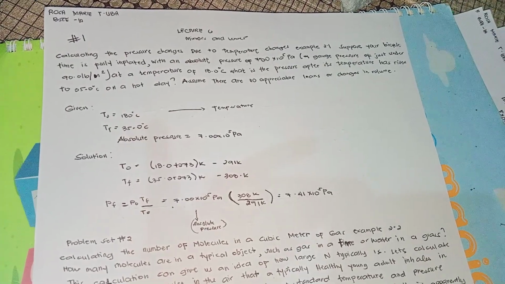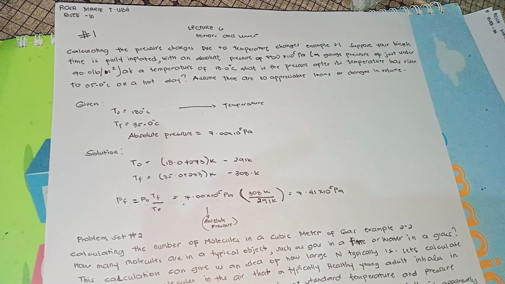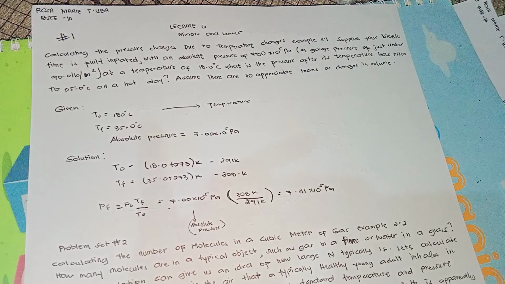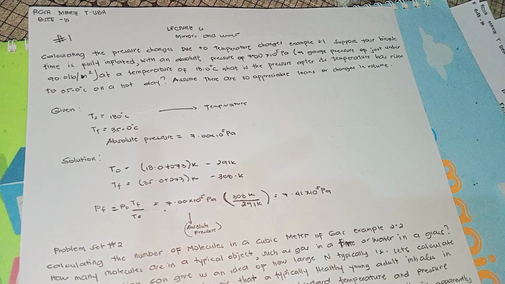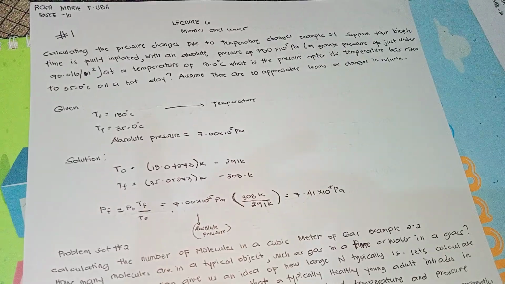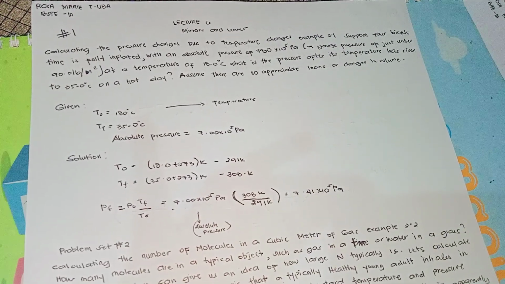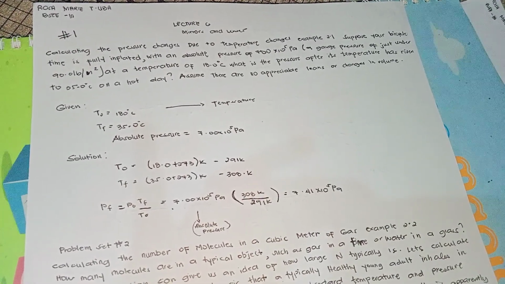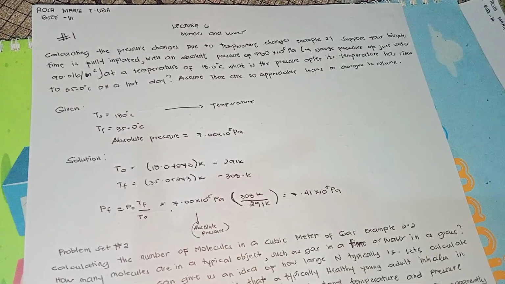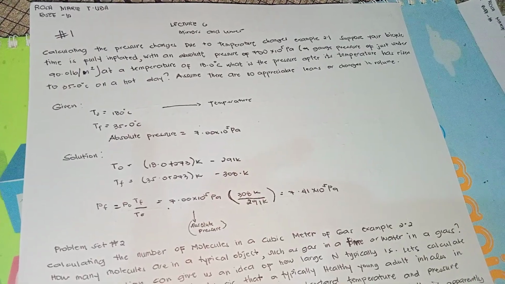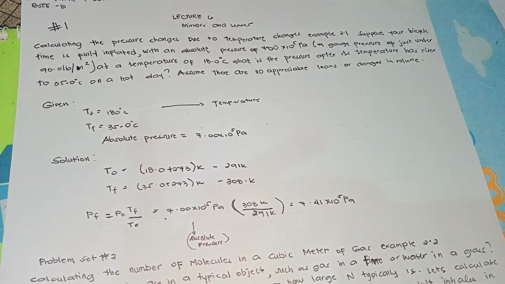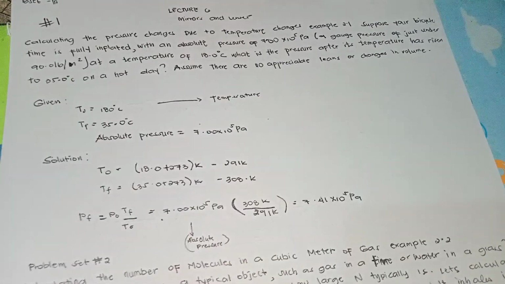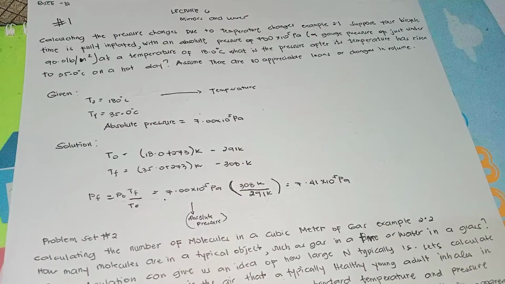Lecture 6, Mirrors and Lenses. Problem set number 1: calculating the pressure changes due to temperature changes. Example 2.1. Suppose your bicycle tire has an absolute pressure of 7 times 10 to the power of 5 Pascal, a gauge pressure of just under 6 times 10 to the power of 5 N/m², at a temperature of 18.0 degrees Celsius. What is the pressure after its temperature has risen to 35.0 degrees Celsius on a hot day? Assume there are no appreciable leaks or changes in volume.